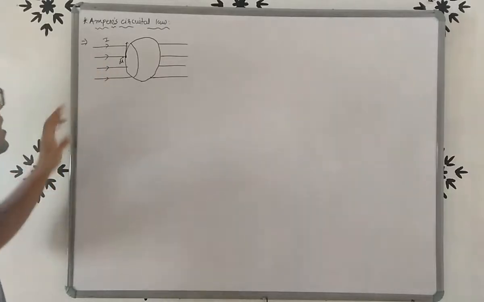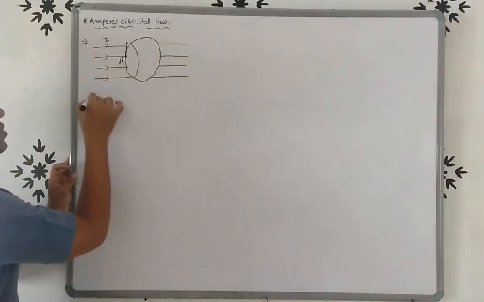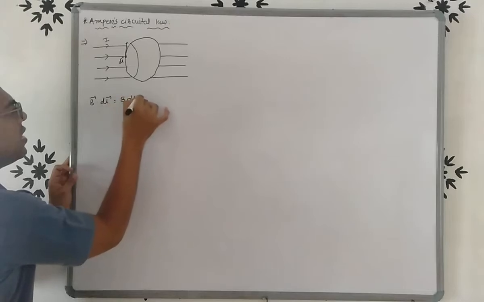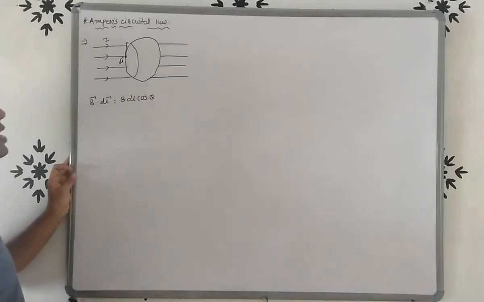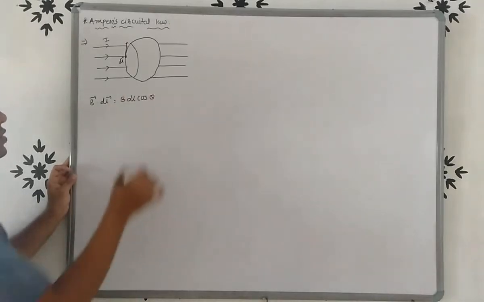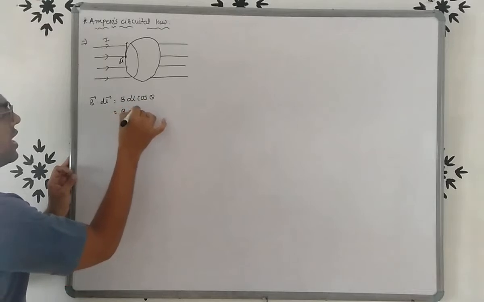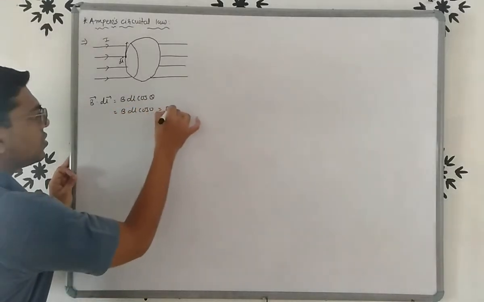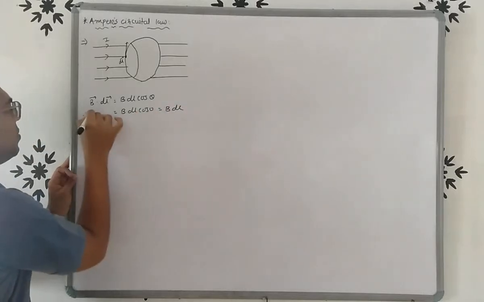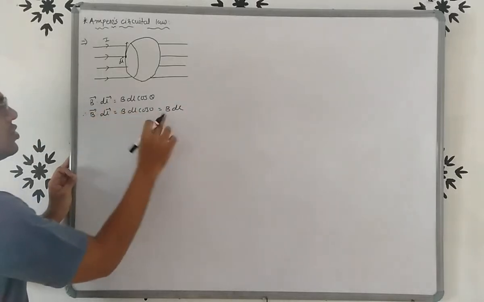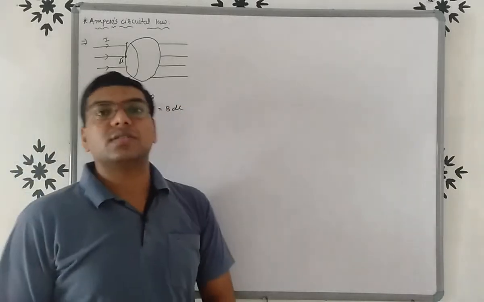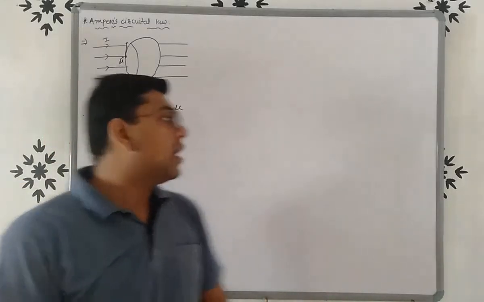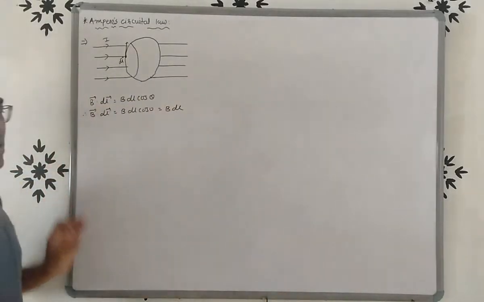So here B and dl are in the same direction, so vector B dot dl is equal to B dl cos theta. But here the direction is the same, so theta is 0, so B dl cos 0. We know that cos 0 is 1, so vector B dot dl is equal to B dl, because the directions of B and dl are the same. Right? Now, what is the circuital law?